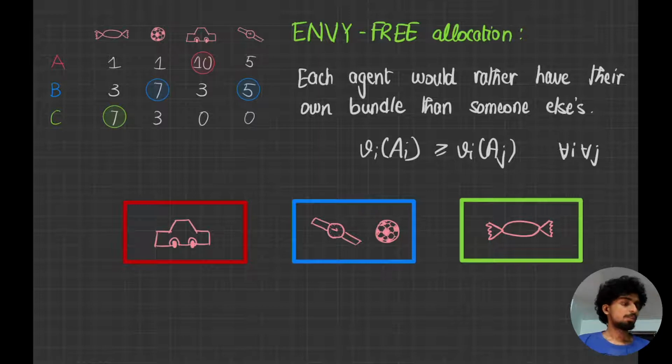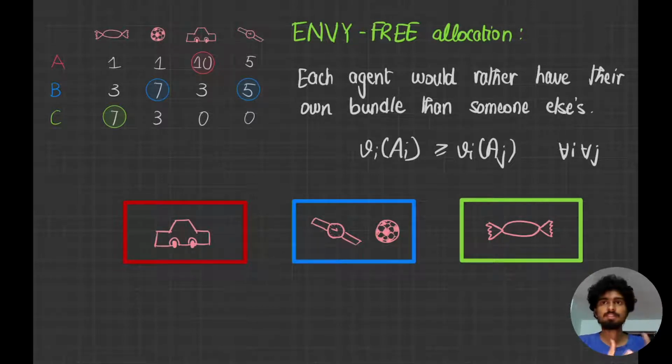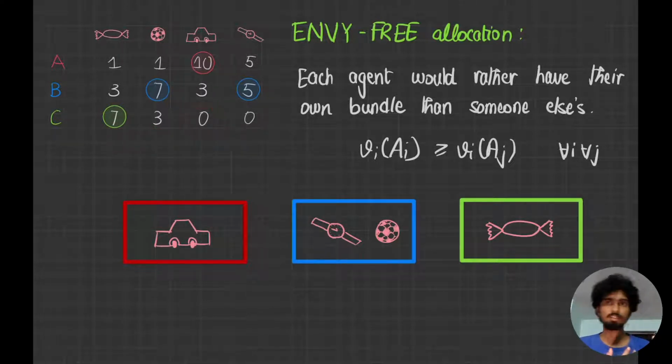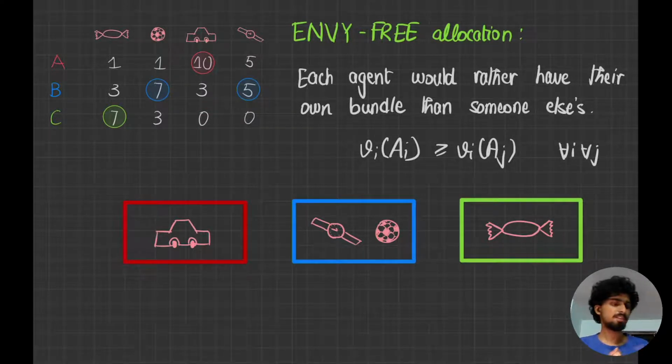If you give the car to the adult, you give the watch and the ball to the boy, and you give the toffee to the child, then the adult is happy with the car. The adult is not going to envy anybody else's bundle. Similarly, the boy is happy with these two items. The boy is not going to envy the adult or the child. The child has value 7 for the toffee. It has value 3 for the boy's bundle. It has value 0 for the adult's bundle. So nobody envies anybody. This is an envy-free allocation.